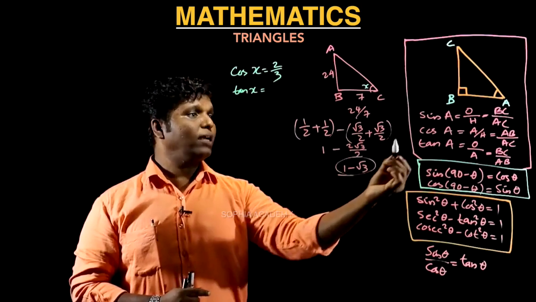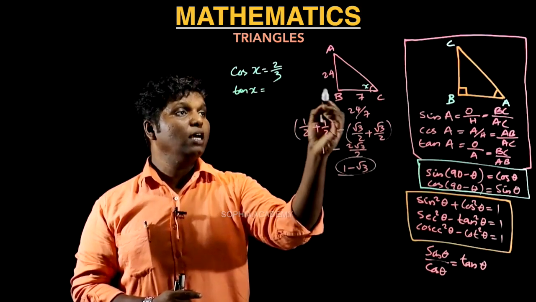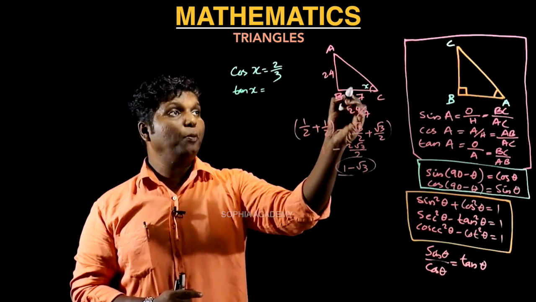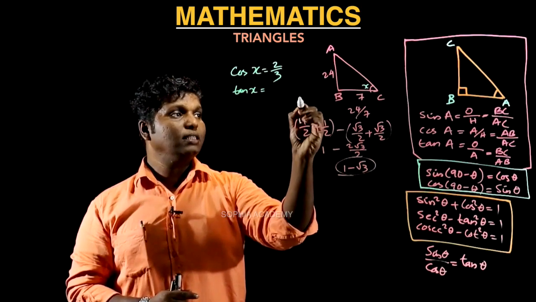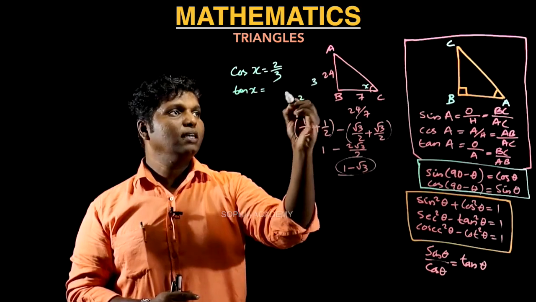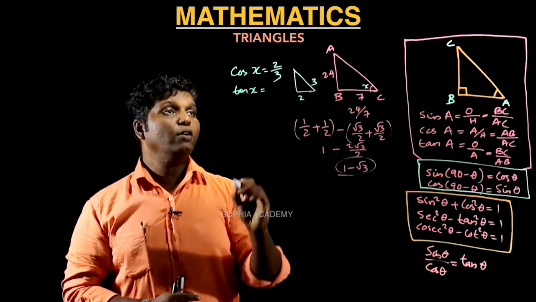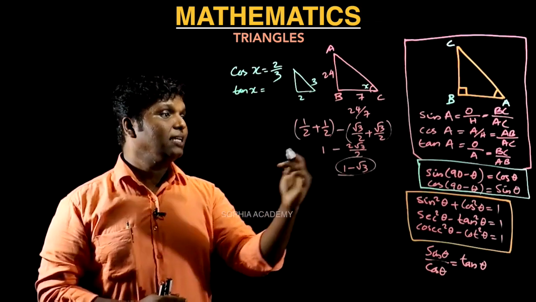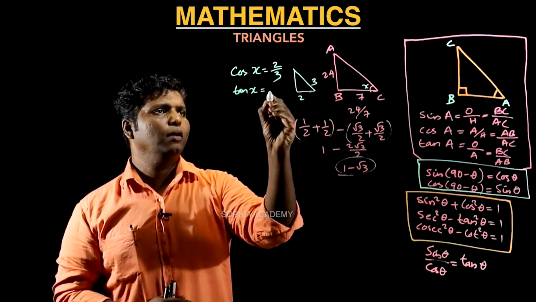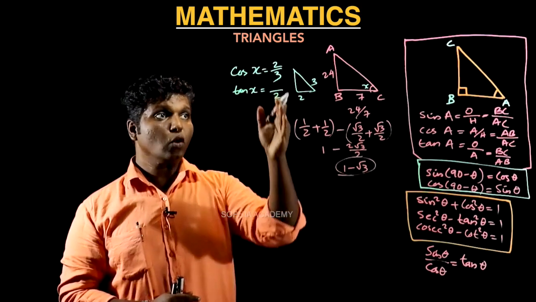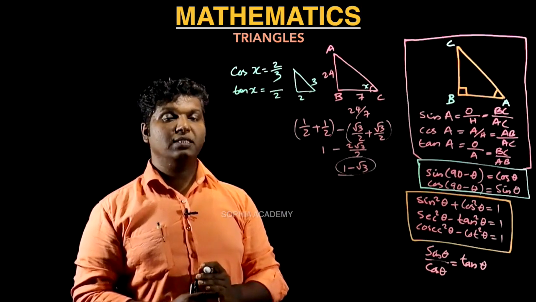Okay, cos x. What is cos? It is adjacent side by hypotenuse. That means your adjacent side is 2 and your hypotenuse is 3, in this triangle, right? 2 and 3. What do you want to find? You want to find tan x. Tan is opposite side by adjacent side. Anyhow, adjacent side is 2. Tell me what will be the length of the opposite side.